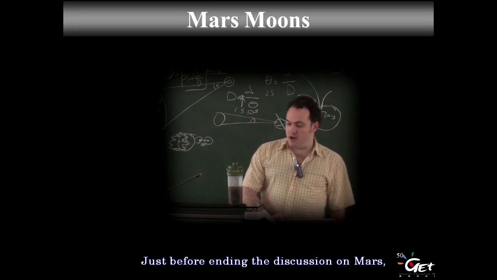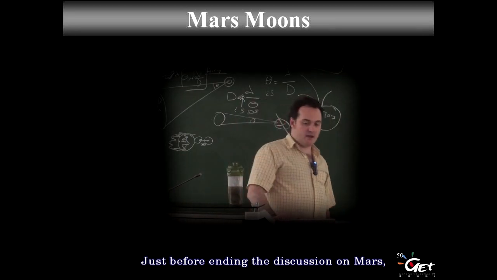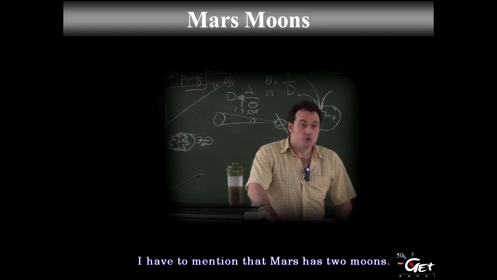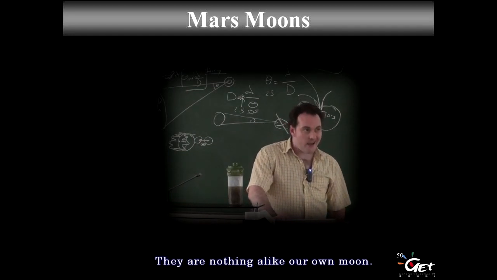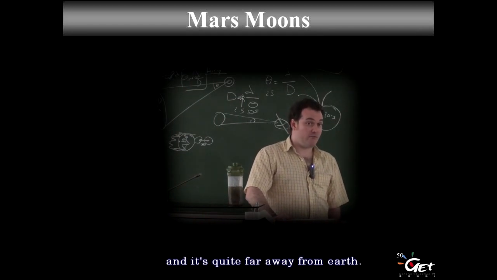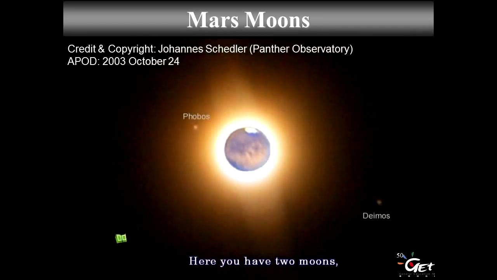Just before ending the discussion on Mars, I have to mention that Mars has two moons that are nothing like our own moon. Our moon is very big and it's quite far away from Earth. Here, there are two moons you can see on that picture. So it is an eclipse. You have Phobos and Deimos, Phobos being the closer and Deimos being the further.